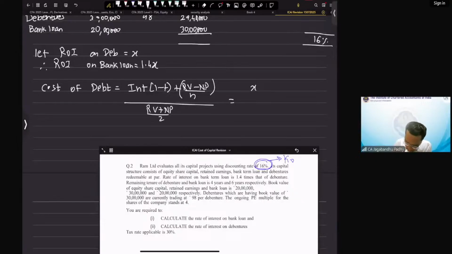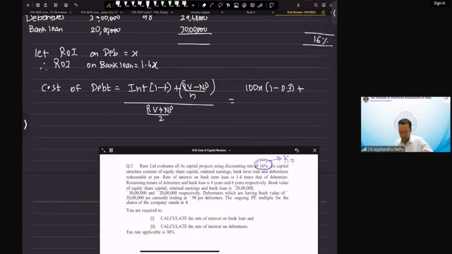Then X into 1 minus, or I can say this is, since this rate of interest is X, so we'll take it as X upon 100. Or let me take it as X into 100. So 100X into 1 minus tax rate is 0.3 plus RV minus NP by N.